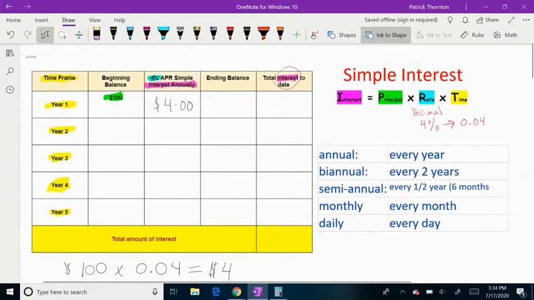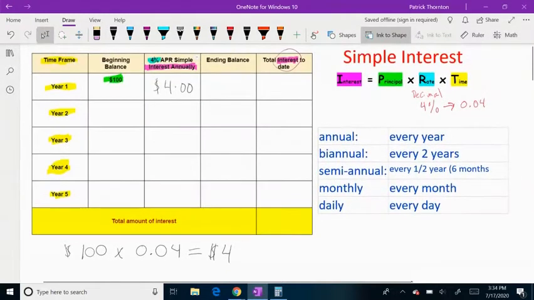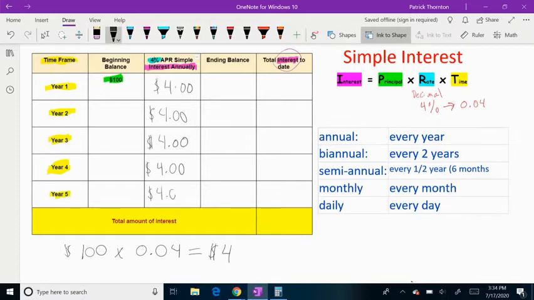And the beautiful part about simple interest is actually in this column, for every one of my intervals here, I'm going to have $4. I'm going to tell you why in 1 second. So this actually is a little bit easier than compound interest because it's the same number. Once you figure it out once, it's going to be the same throughout your simulation or whatever you're doing.